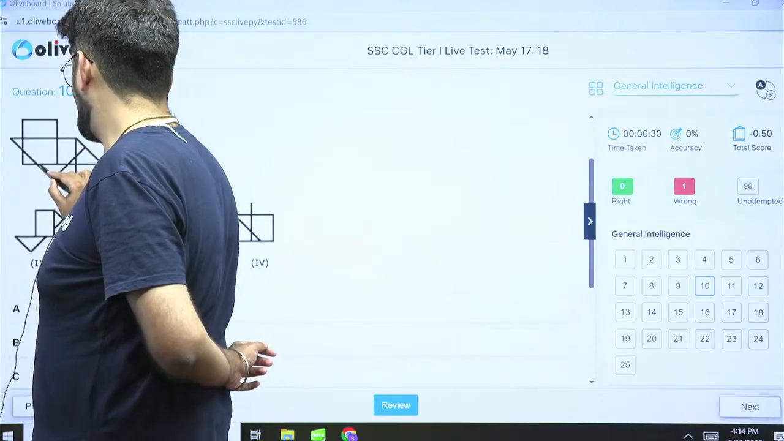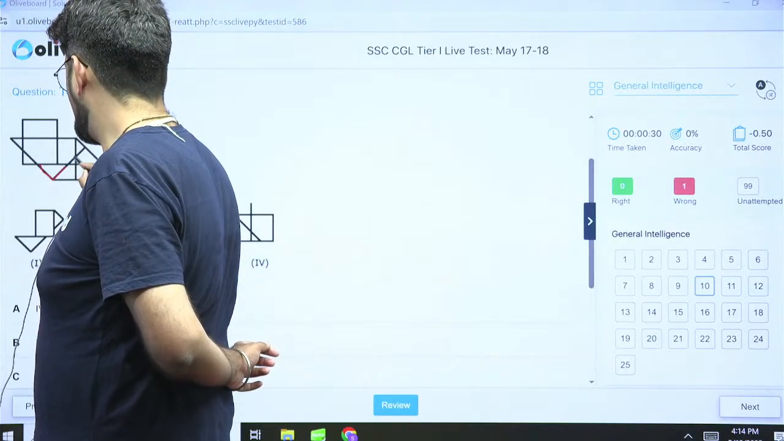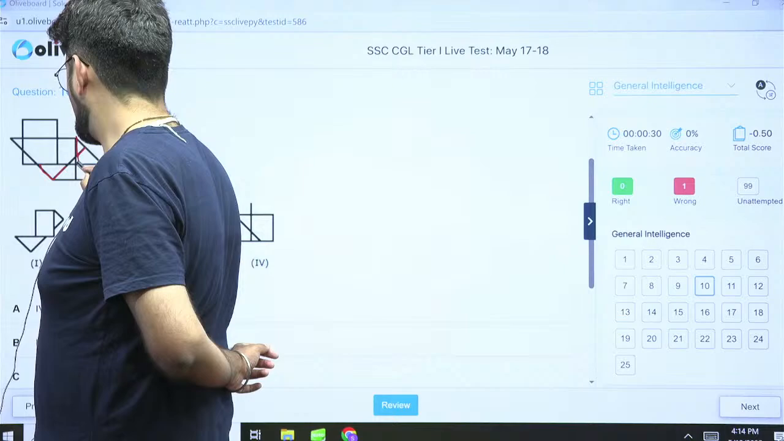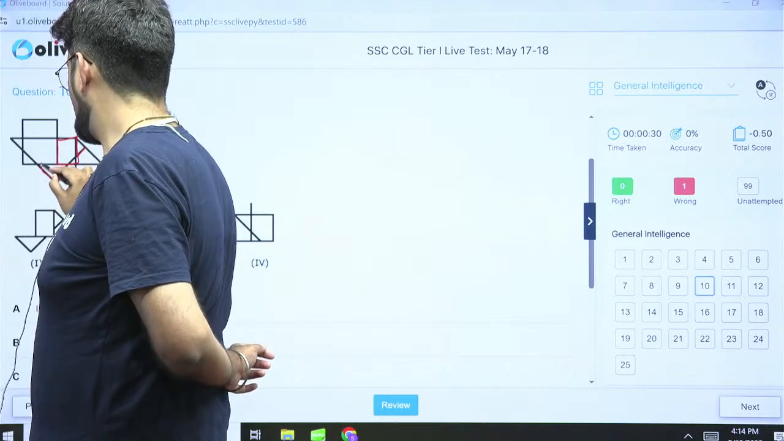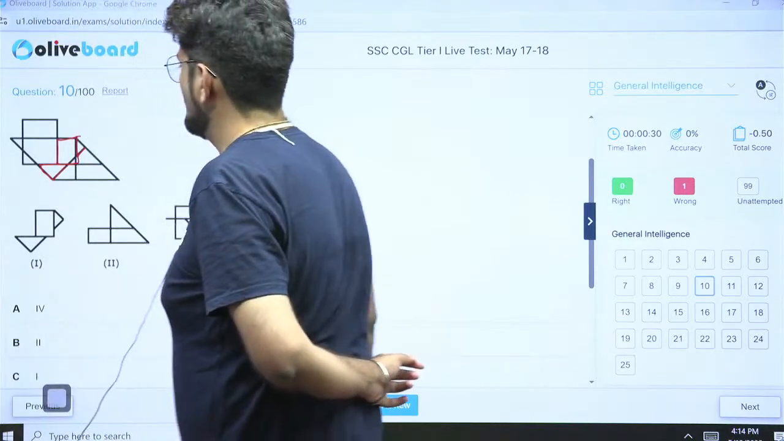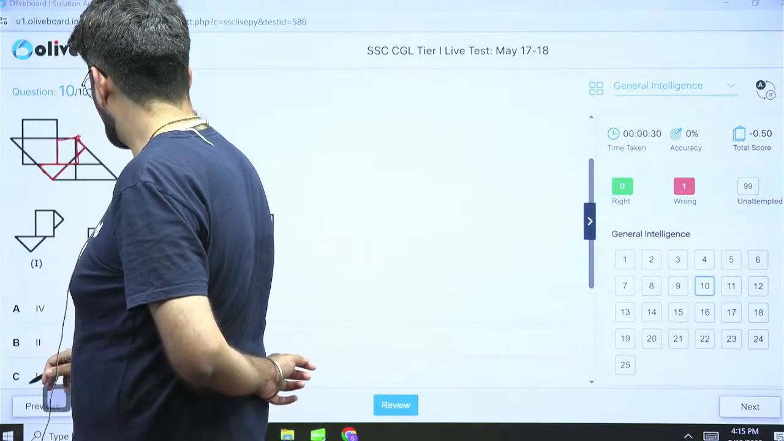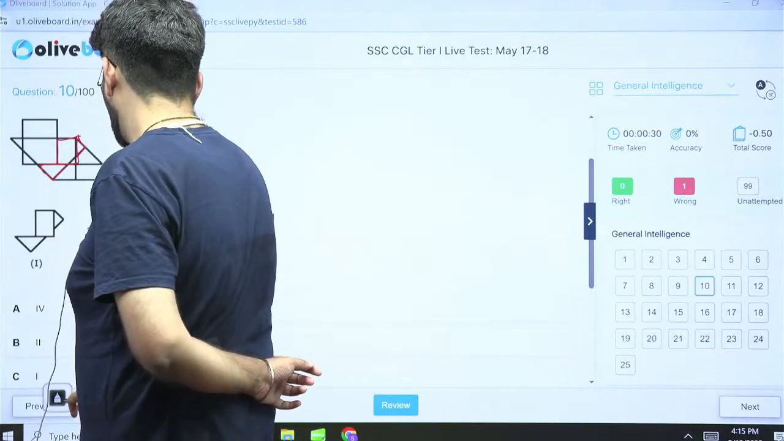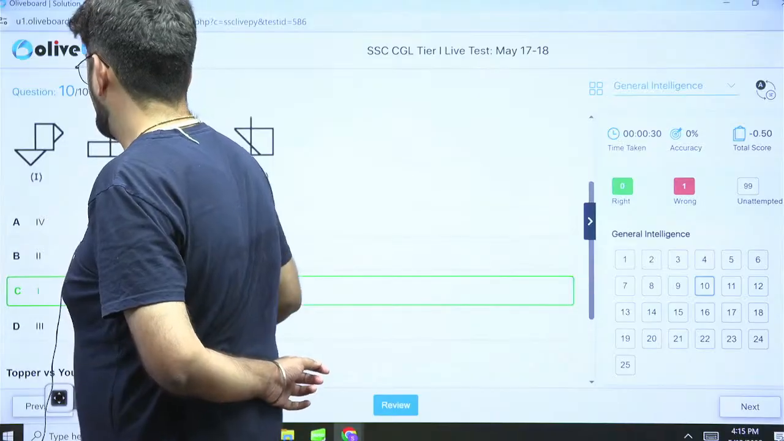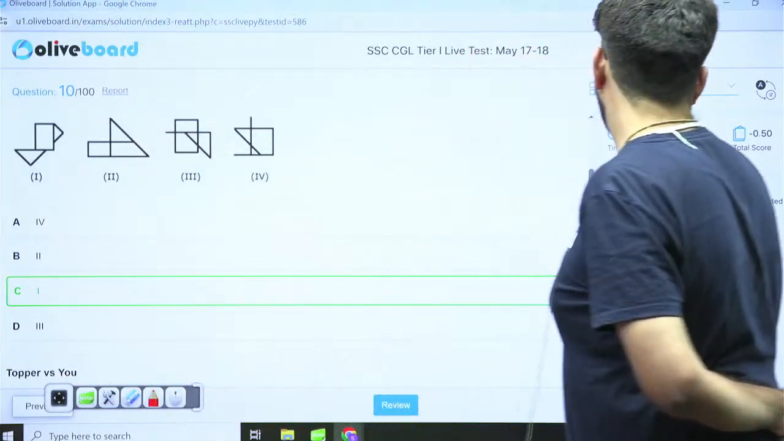Figure 1. Isn't it? This only makes the most sense. I think option 1, figure 1 only makes the most sense. Yeah, cool. Question number 10, 11.